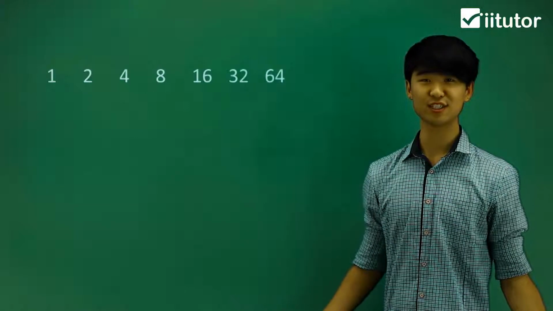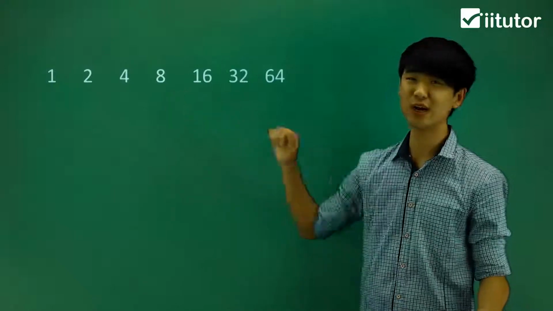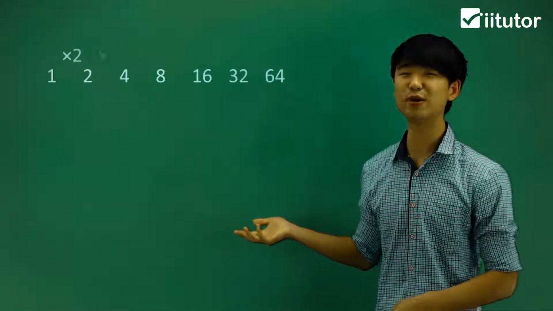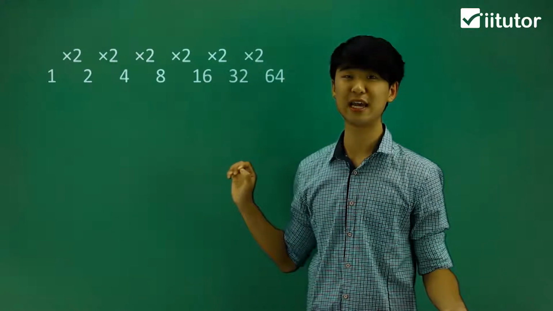We're going to be looking at some geometric sequences. So I have one on the board here. We have from 1 to 2, 4, 8, 16, 32, and 64, which we can see is going up by a scale of 2.